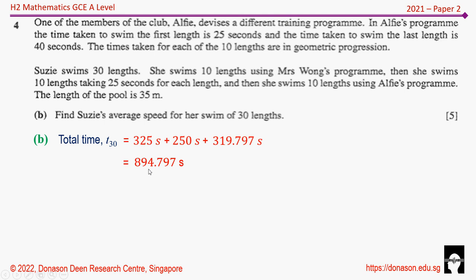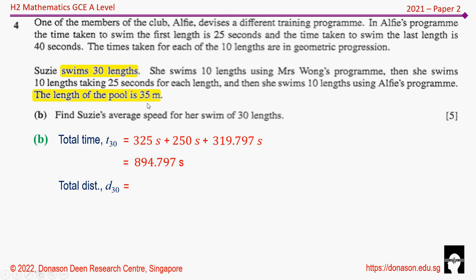It's going to become 894.797 seconds. That is the total time for 30 lengths. Now, because we want to calculate the average speed, we need to work out the total distance. So the total distance is 30 lengths.